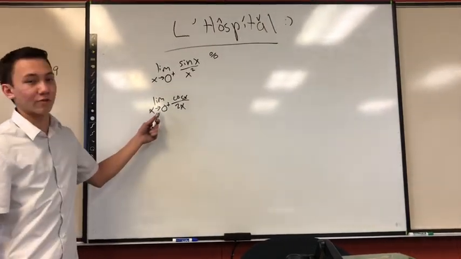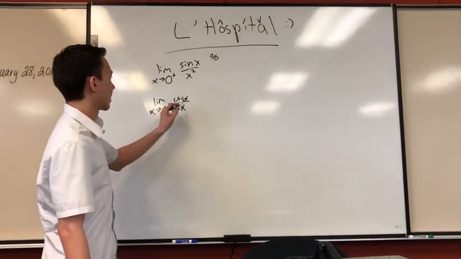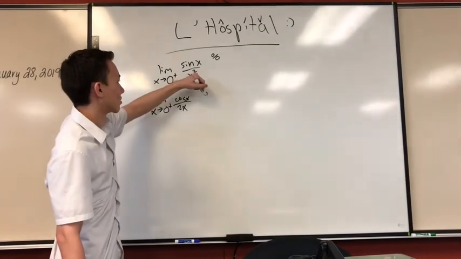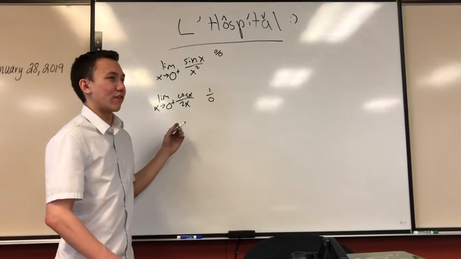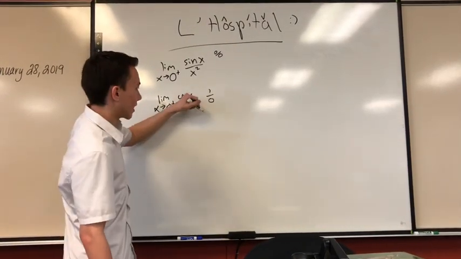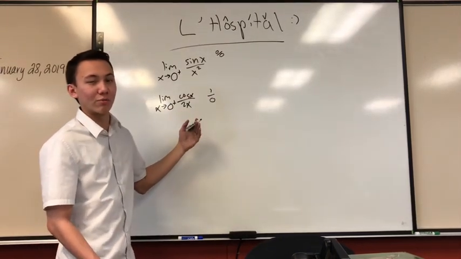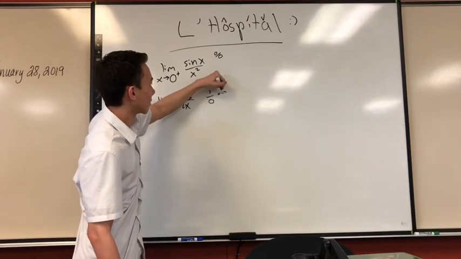Okay, so now if we try plugging in 0 for both of them, we'll see that for cosine x, you get 1, and for 2x, 2 times 0, that's just 0. Now, 1 over 0, if you think about dividing 1 by a really small decimal, like 1 divided by 0.0001, you'll get a really big number. So as you get closer to 0, it'll become infinity.